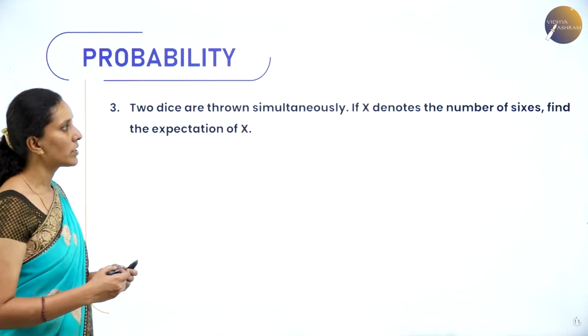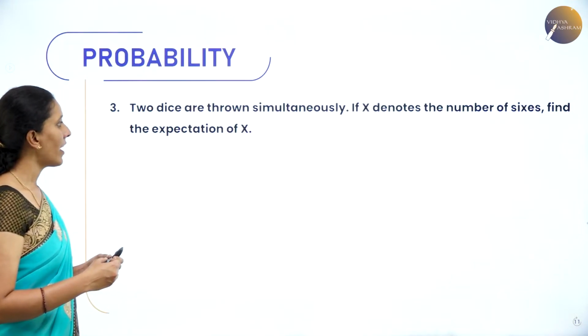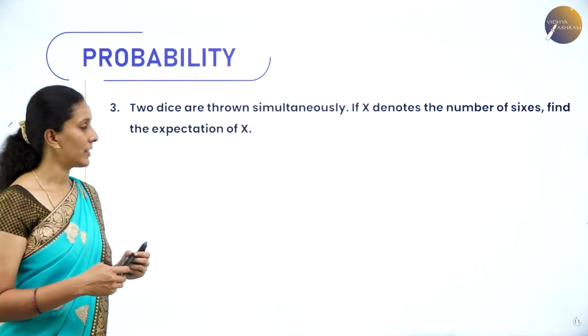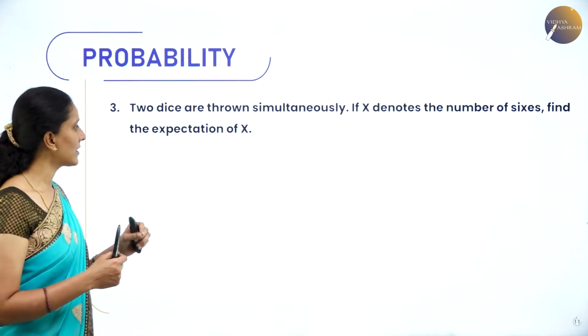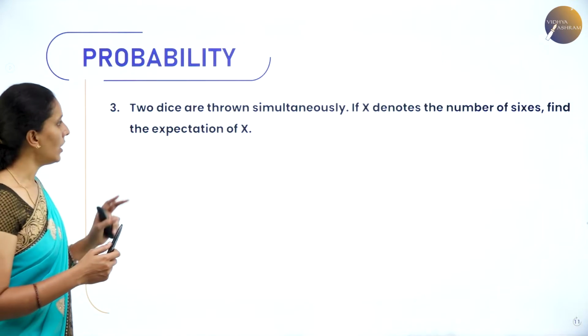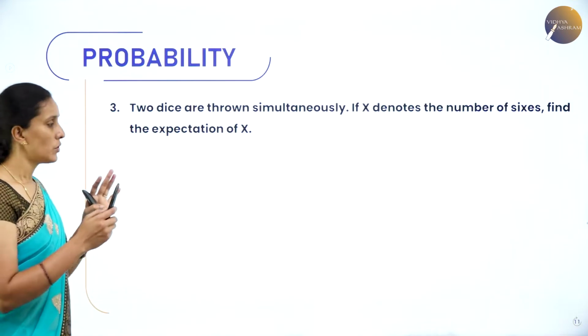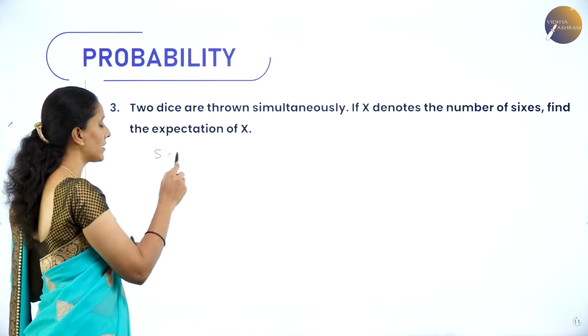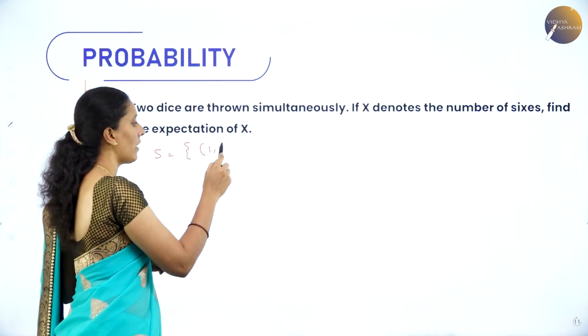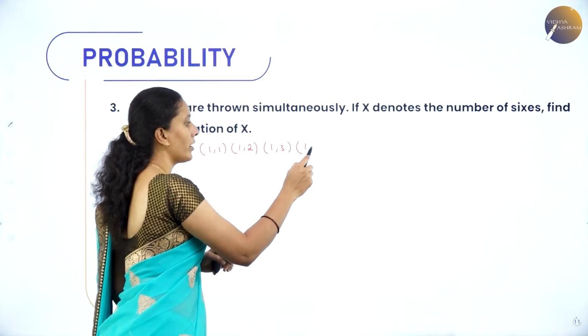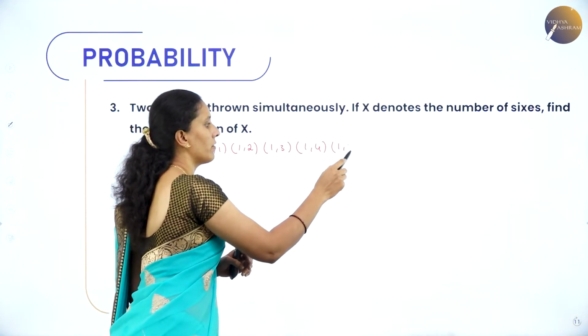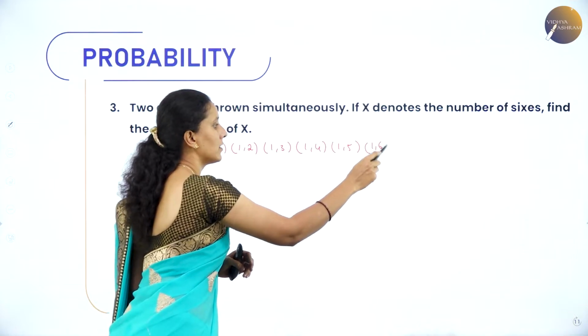Next, 2 dice are thrown simultaneously. If X denotes the number of 6s, find the expectation of X. So clearly we need to see the number of 6s here. So now here when 2 dice are thrown, what is the sample space we can get here? So the sample space is 1,1; 1,2; 1,3; 1,4; 1,5; 1,6.